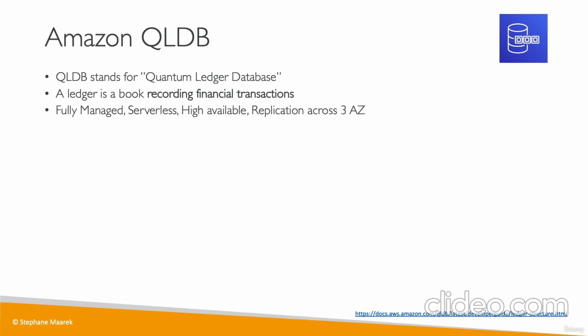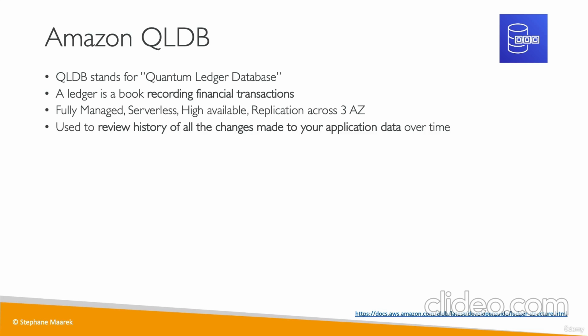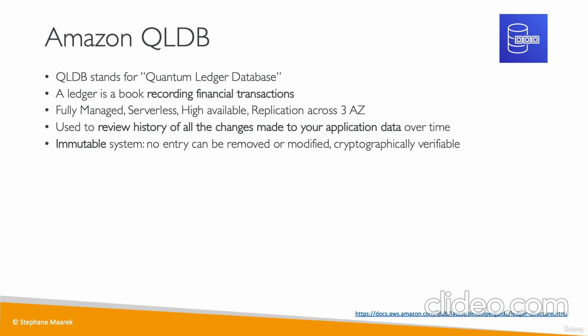It's a fully managed database. It's serverless, highly available, and has replication of data across 3 availability zones. And it's used to review history of all the changes made to your application data over time. That's why it's called a ledger. So it's an immutable system as well. That means that once you write something to the database, it cannot be removed or modified. And there's also a way to have a cryptographic signature to make sure that indeed nothing has been removed.